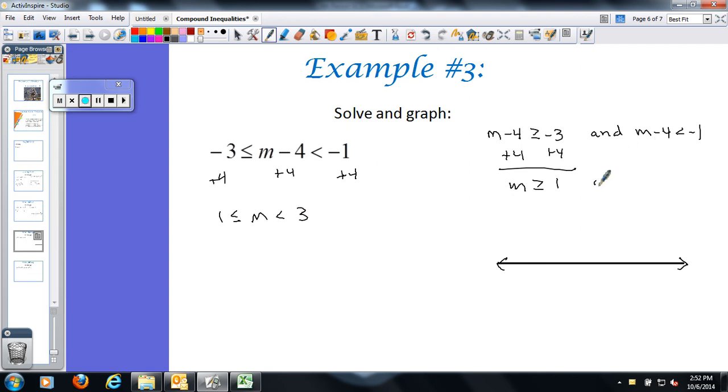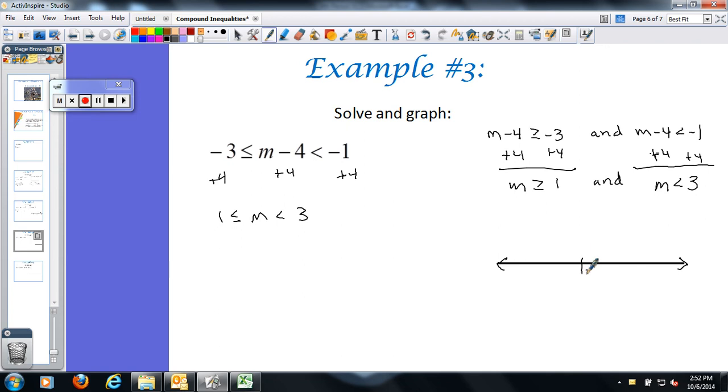And if I was doing it this way, you actually see that I get the same thing. M greater than or equal to 1 and m less than 3.